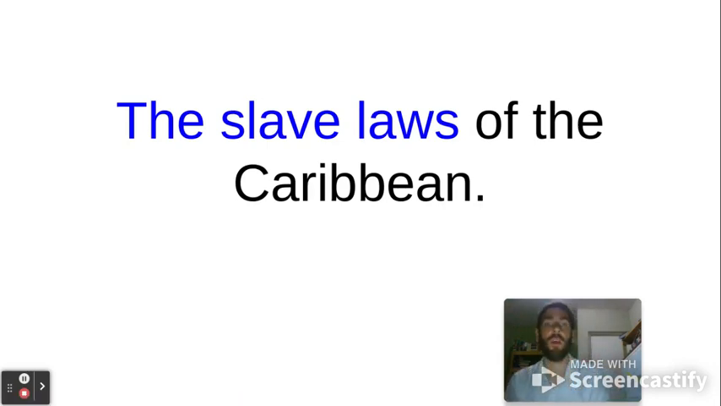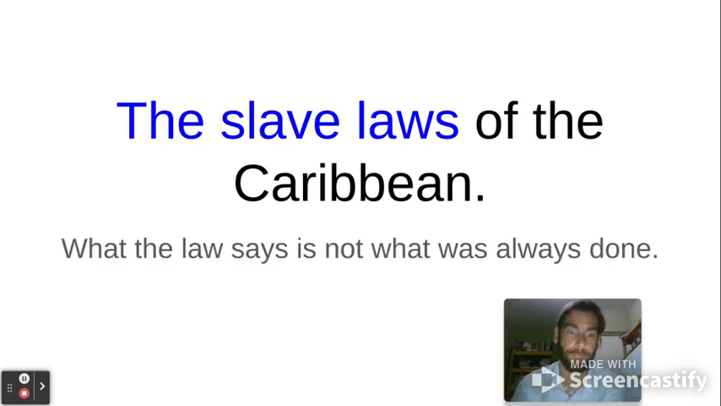Now we're going to talk about the next way in which the Europeans in the Caribbean controlled the slaves, and those are the slave laws in the Caribbean. And important to keep in mind, and I will return to this every time, is that what the law says is not what always was done. So the law says one thing, and what you see in the Caribbean islands, the French, the Dutch, the British, the Spanish, was a whole different thing. A lot of the times. Not always, but a lot of the times this was the case.